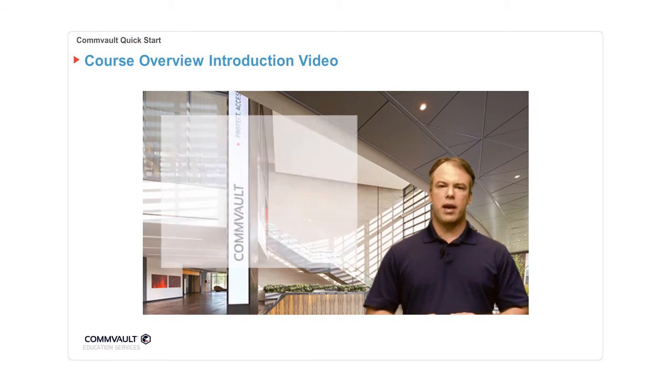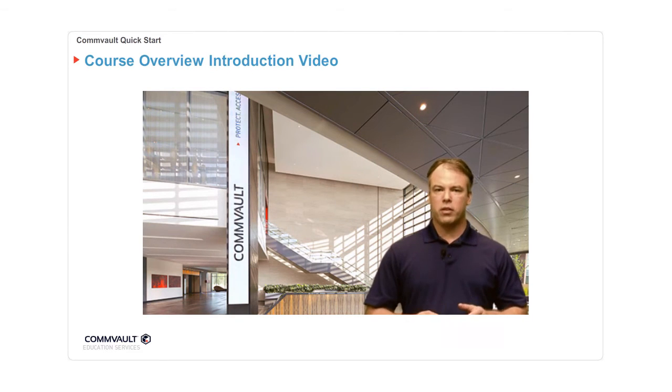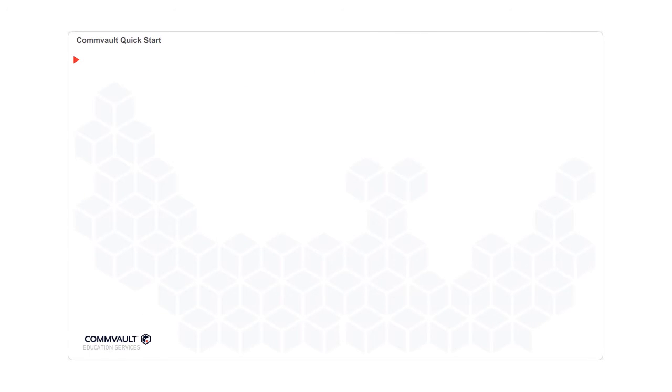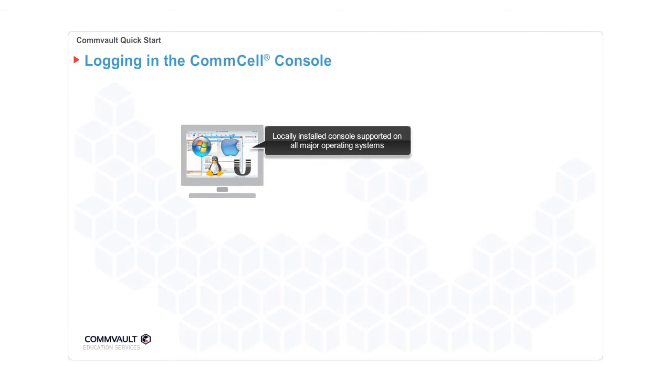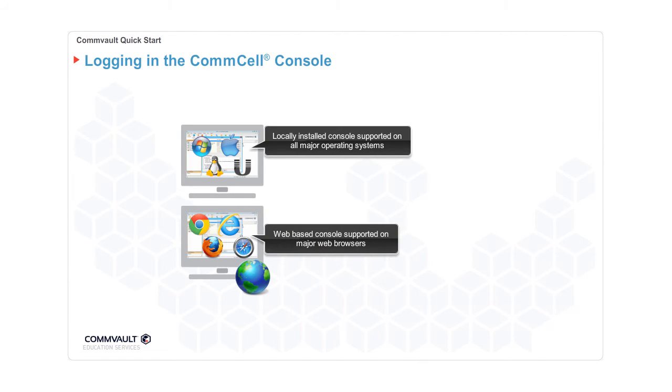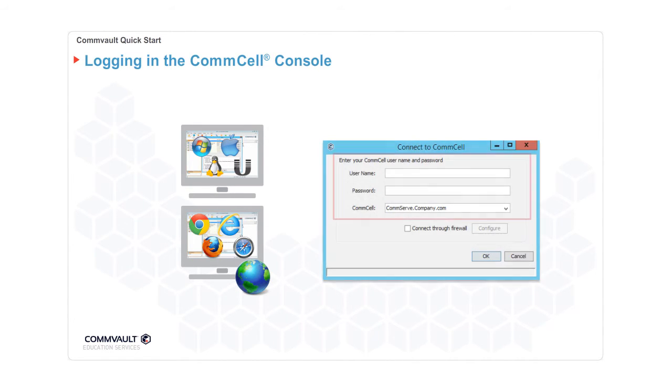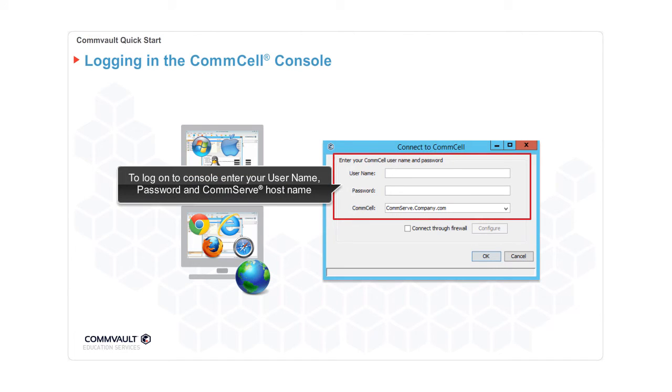In order to learn how to do all of these things, we'll first take a look at the primary user interface, the CommCell console. So, let's get started. You can access the CommCell console by locally installing the software or by accessing the console through a web browser. Enter your username and password and the CommServe hostname.